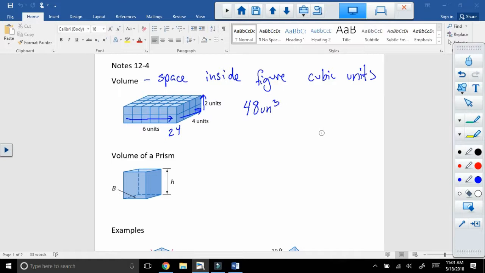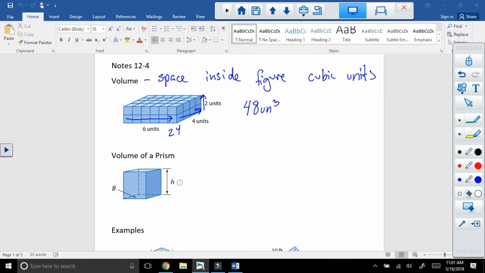Okay, this works this way for the volume of any prism. If you find out how many cubic units are in the base, or how many square units really would be in the base, and you multiply that by how many rows or units high it is, you're going to have your total volume.